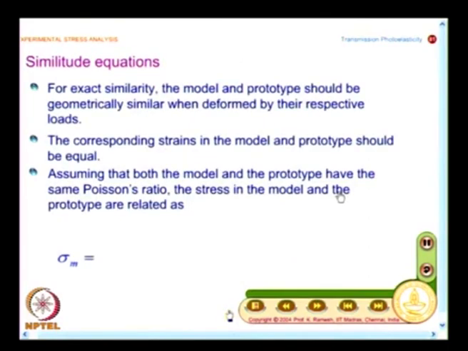See, what is important in doing a model study is you will have to follow the similitude equations.